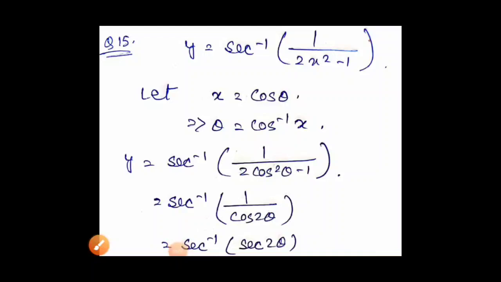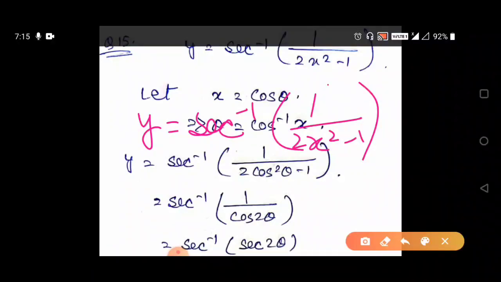Question number 15. Here the question is given y is equal to sec inverse 1 by (2x square minus 1). So outside the bracket we have sec inverse. So we need sec inside the bracket so that we can cancel out sec inverse. To get sec inside the bracket we need cos in this part. So to get cos in this part we will use the formula of cos 2 theta. So for that we have to assume x is equal to cos theta.